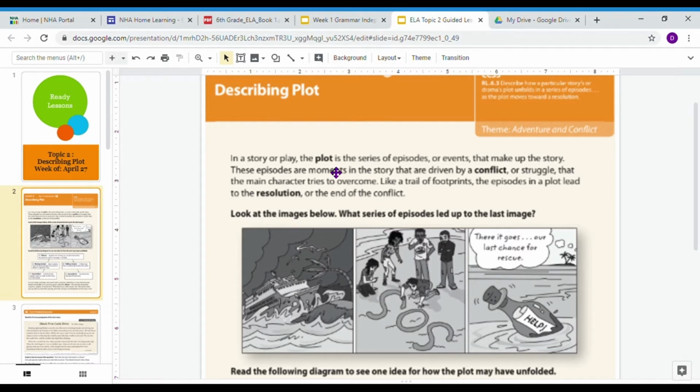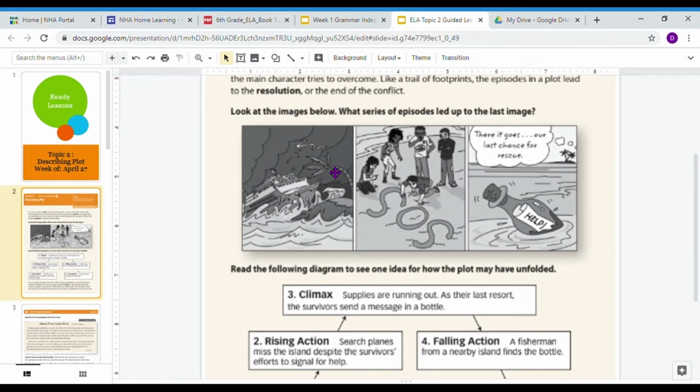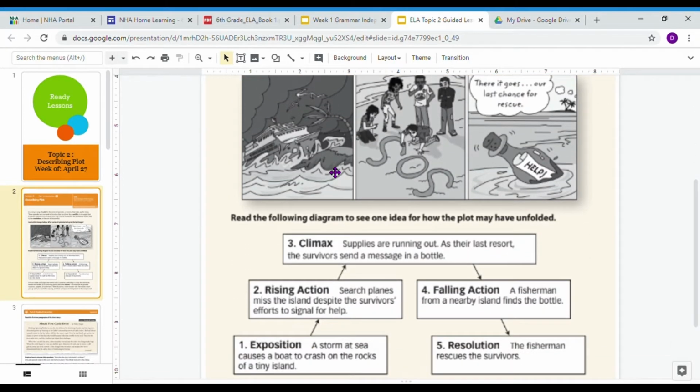So we often see plot shown as kind of like a roller coaster in which we see the exposition and then the rising action, with the peak being the climax, and then we start to fall with the falling action and our resolution kind of concluding that roller coaster. So let's go ahead and I'm going to break down each one of these parts of a plot.